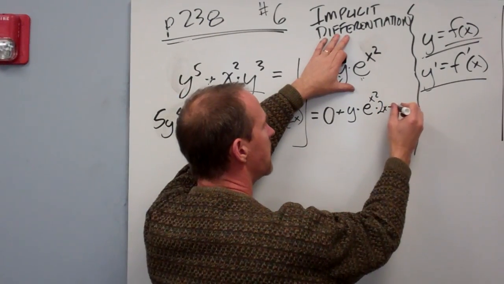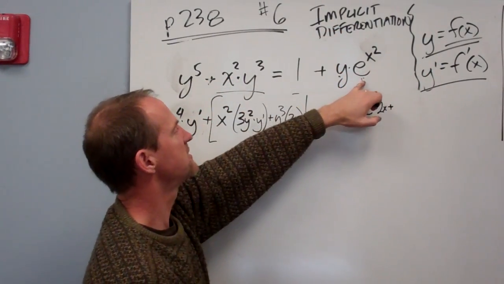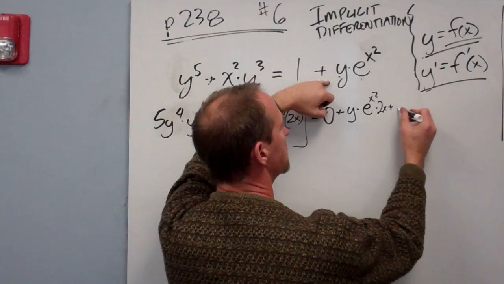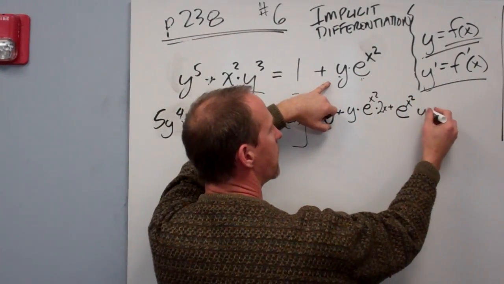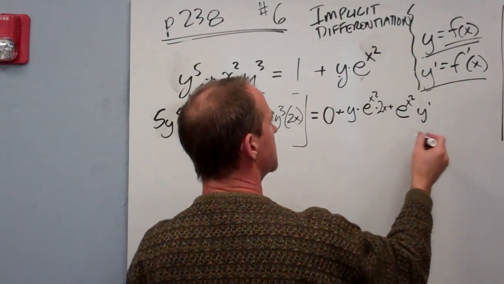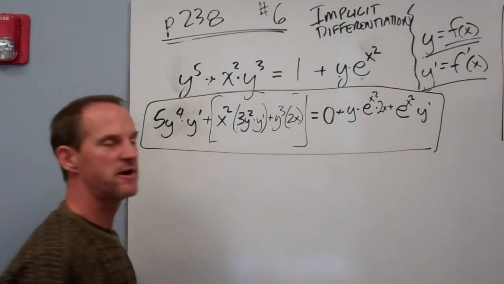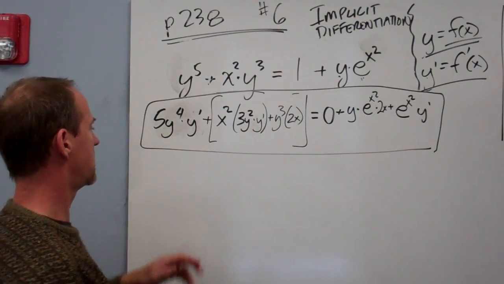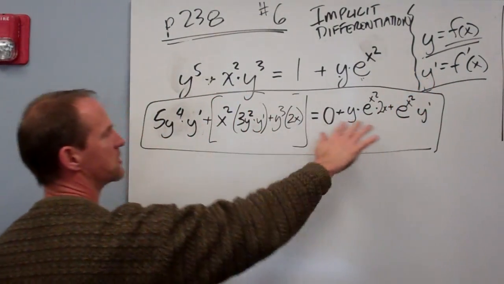Okay, now plus, I'm losing room here, I think I'll erase that, this times the derivative of that, so that becomes e to the x squared times y prime. The derivative of this is just y prime. Alright, that's my whole equation when I've differentiated it, but our goal is to find out what this y prime is in terms of these parts.